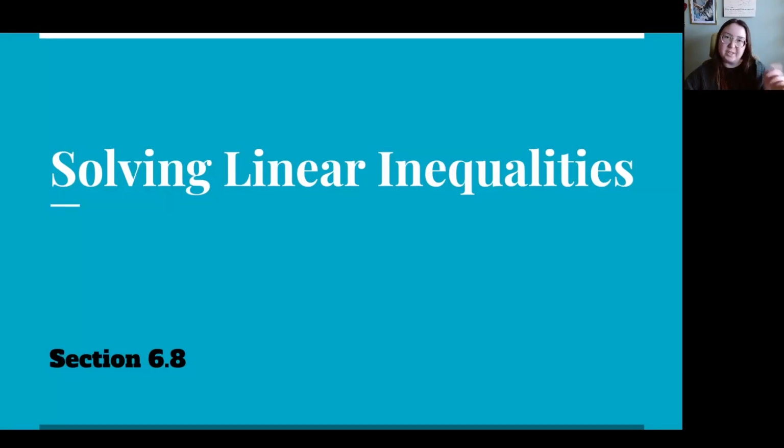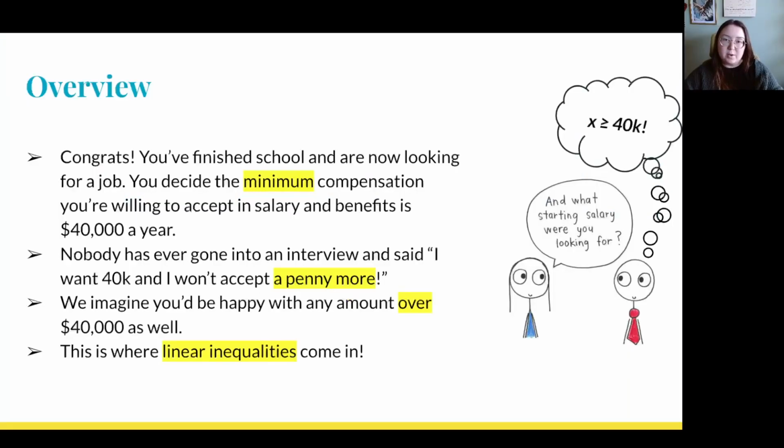Hello everyone, we're going to go ahead and do section 6.8, which is solving linear inequalities. So as an overview, congrats! You finished school and are now looking for a job. You decide that the minimum compensation you're willing to accept in salary and benefits is $40,000 a year.